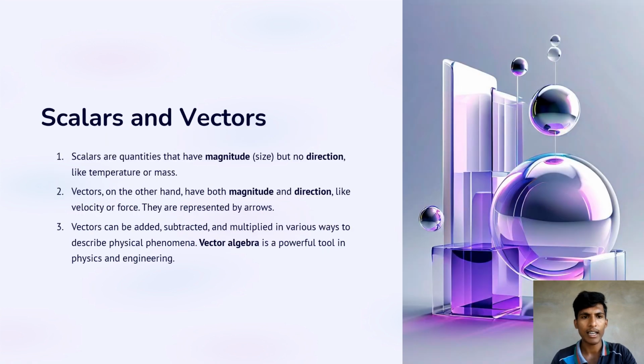Scalars and vectors. Scalars are quantities that have magnitude, size, but no direction, like temperature or mass. Vectors, on the other hand, have both magnitude and direction, like force. They are represented by arrows. Vectors can be added, subtracted, and multiplied in various ways to describe physical phenomena. Vector algebra is a powerful tool in physics and engineering.